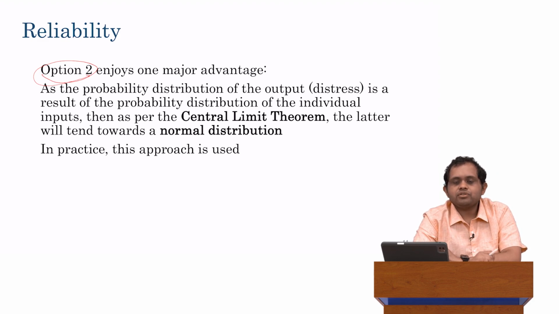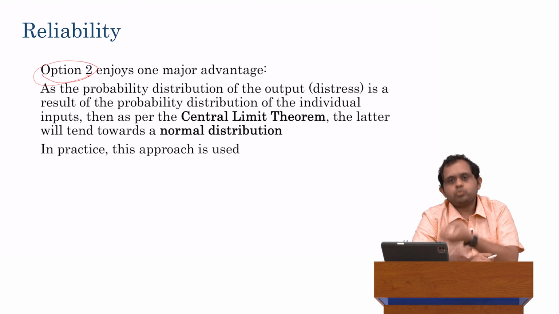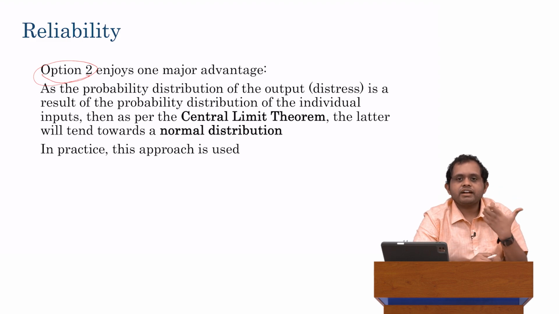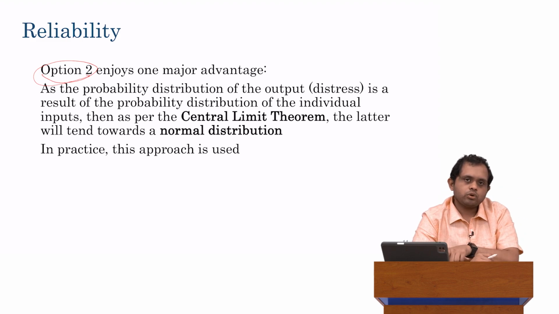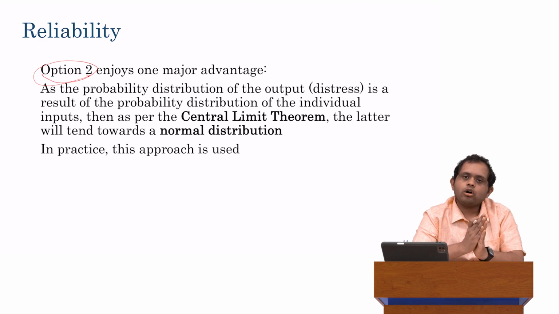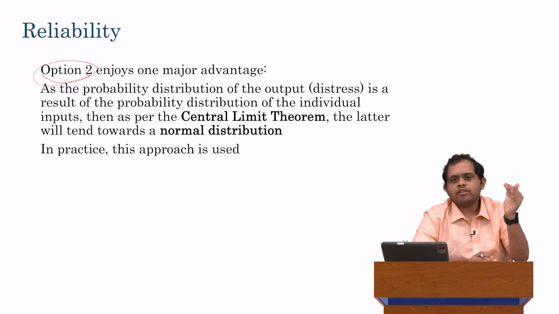The advantage of this is as follows. The output, cracking, faulting, etc., the uncertainty in the output is going to have a combined effect of the uncertainties contained in the inputs. So the inputs have all types of uncertainties. You can have a normal distribution, log normal distribution, uniform distribution, etc. You have a variety of different distributions in the inputs.